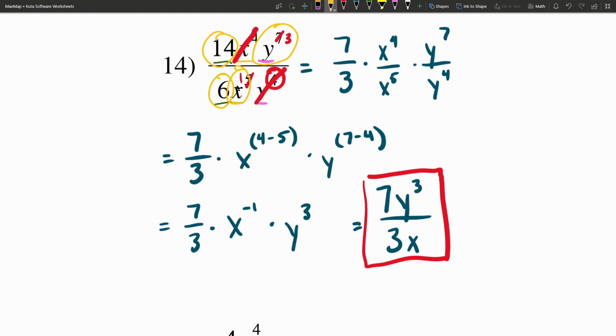But don't forget to simplify down those coefficients. 14 over 6 can be written as 7/3, so that's 7y cubed over 3x. So that's always a good way to double check your problems. Let's move on to number 15.